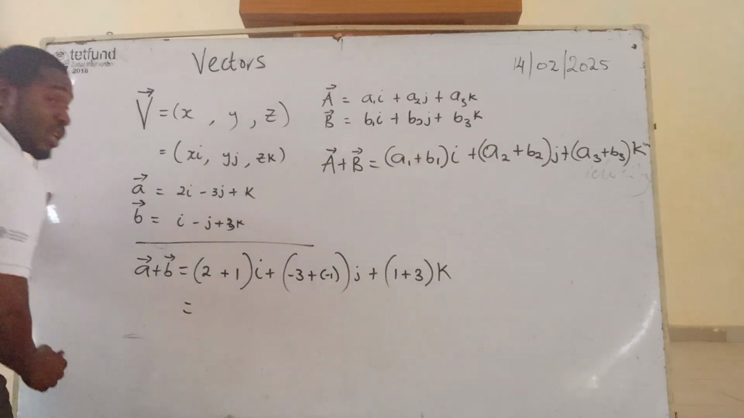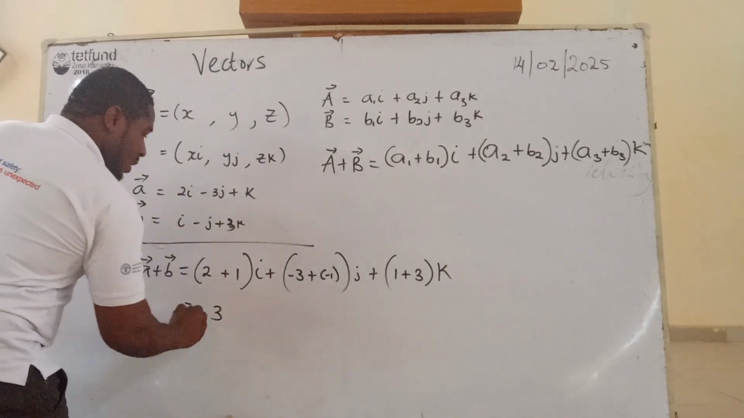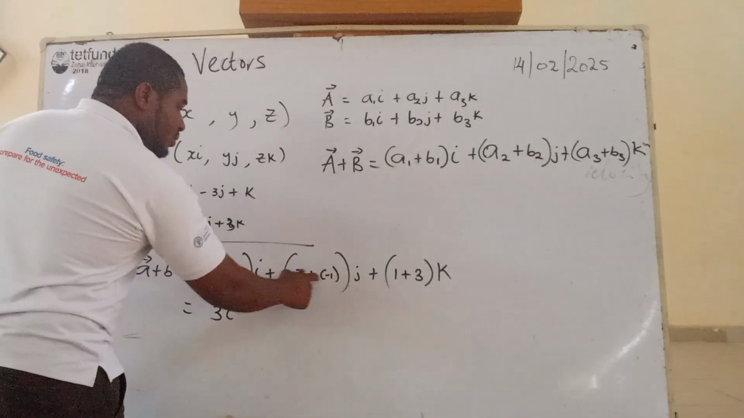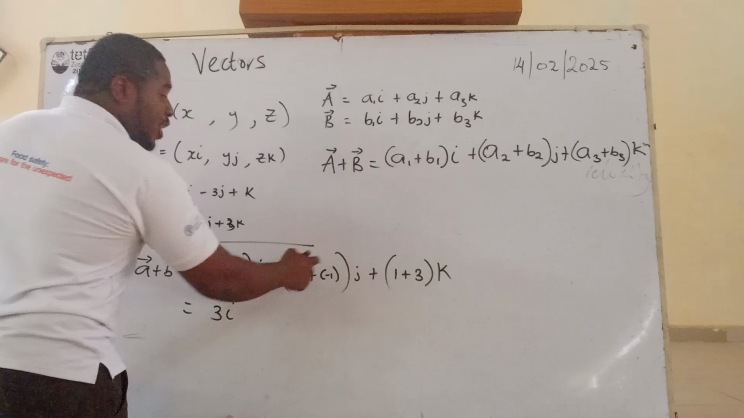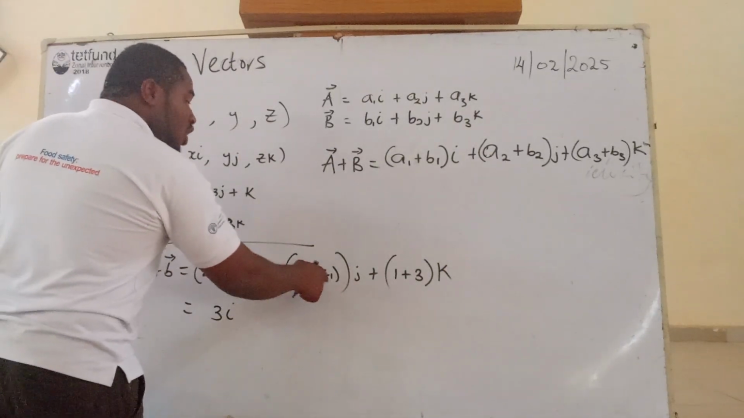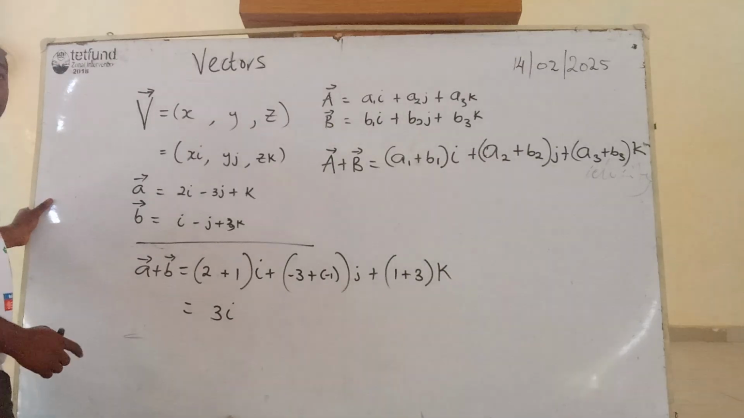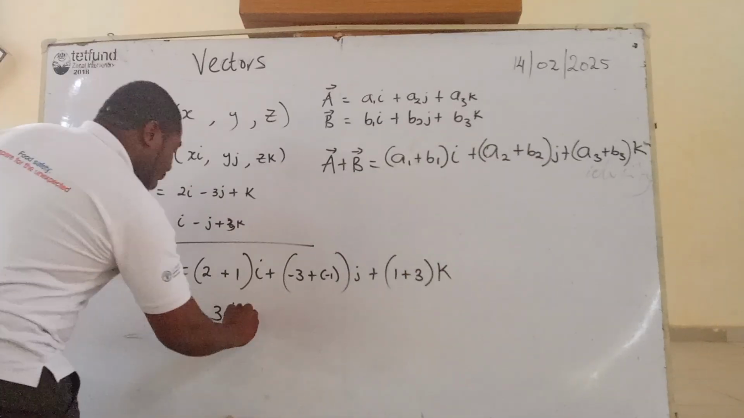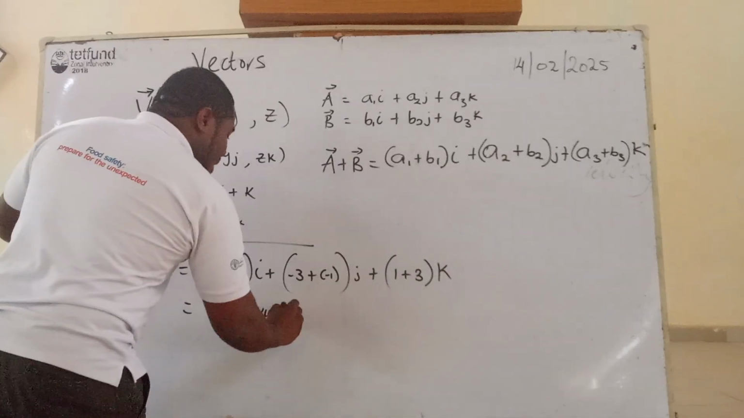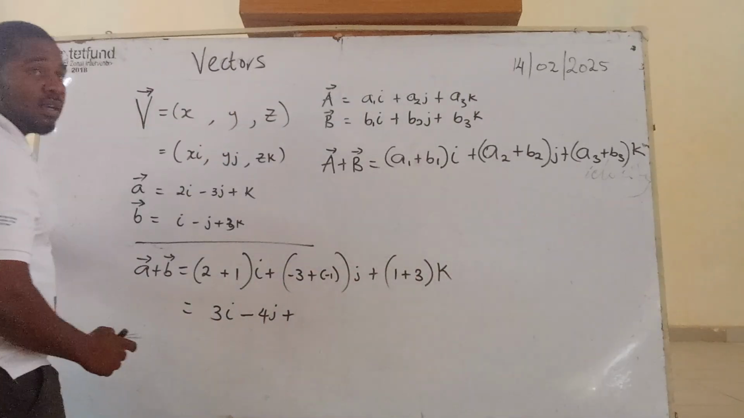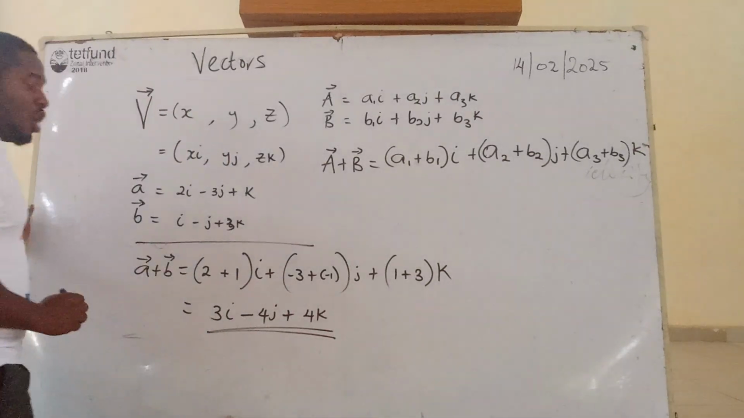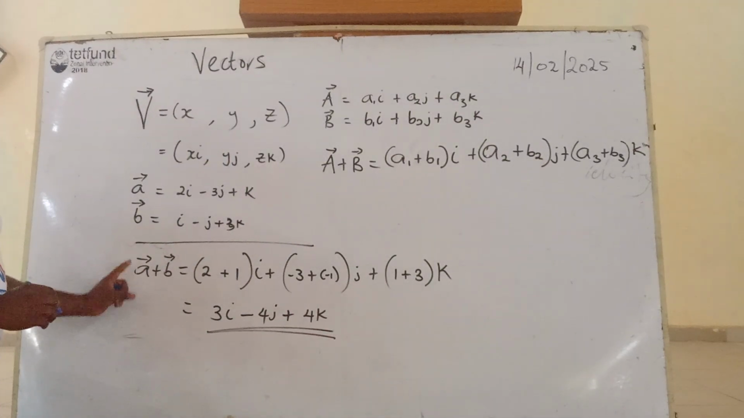Now, if I add these two, I'm going to get 3i. Is that not so? What about this? Minus 3 plus minus 1, minus 4. So we have minus 4j. Is that not so? Then lastly, we have plus 1 plus 3, 4k. This becomes the summation of these two vectors.